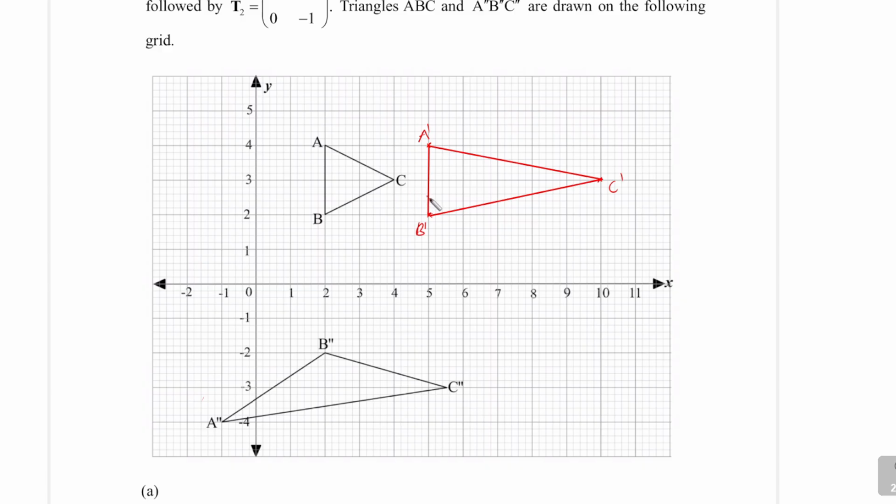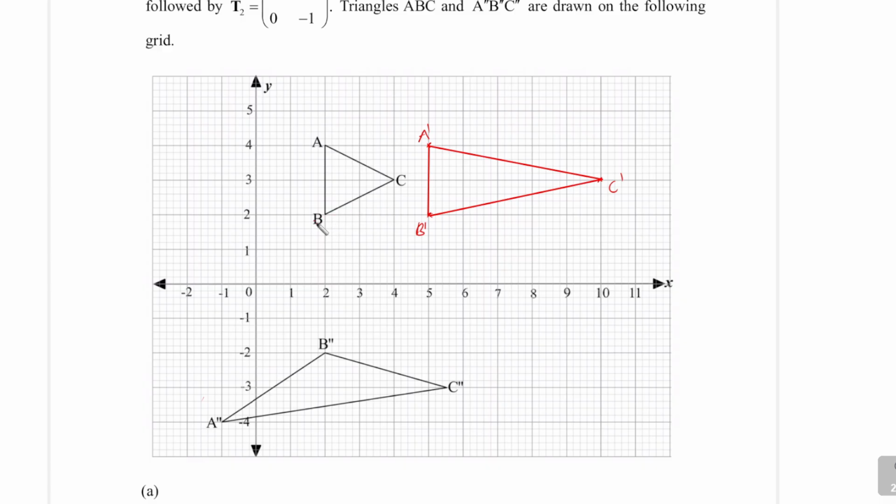Then for an enlargement, all the points move along a straight line from the center of enlargement. And actually, if you join A and A prime, then join C to C prime here, then B, you notice all those lines have nowhere they're going to intersect. A prime, C prime. So for an enlargement, this might not be the case.